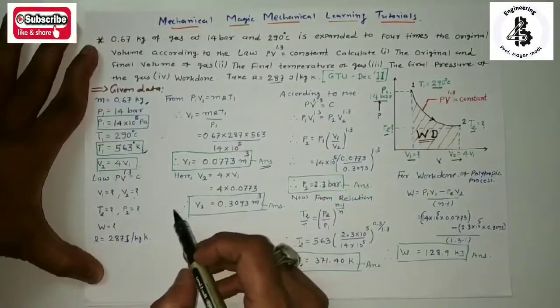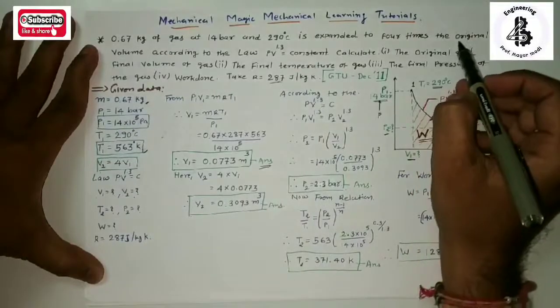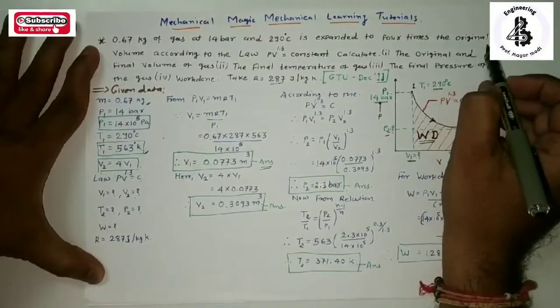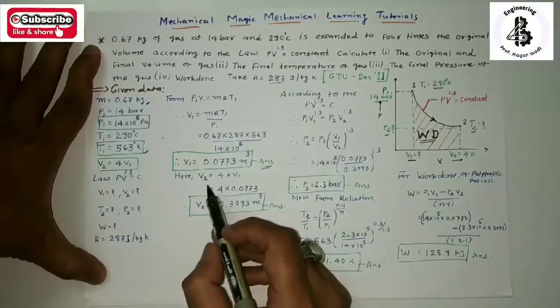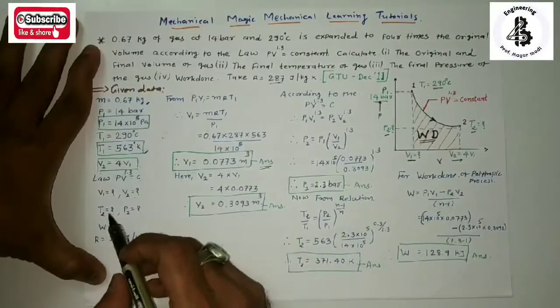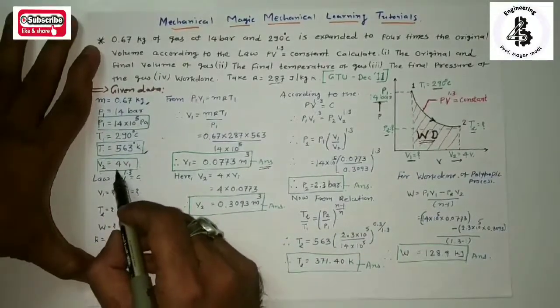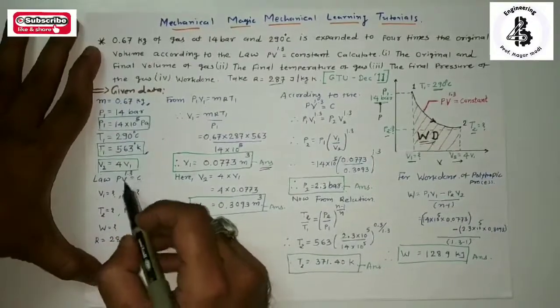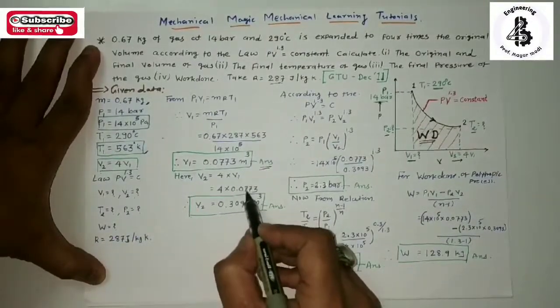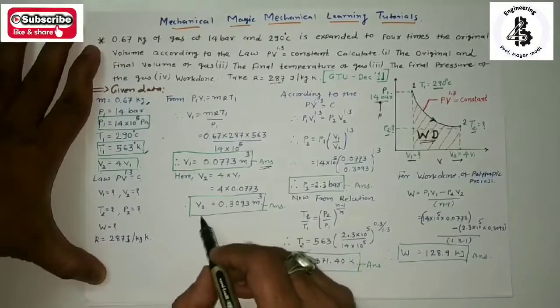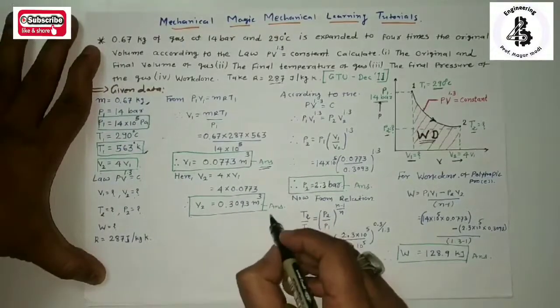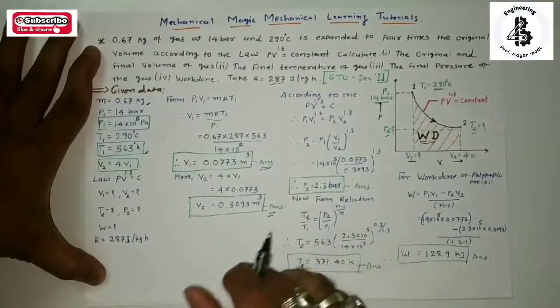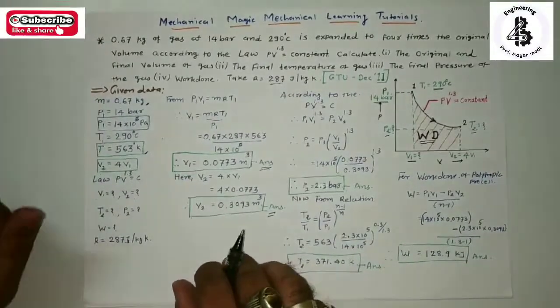And from the relation between the original volume V1 and the final volume, V2 = 4 × V1. Put the value of V1 over here. So V2 = 0.3093 meter cube. That will be the final volume of the system.